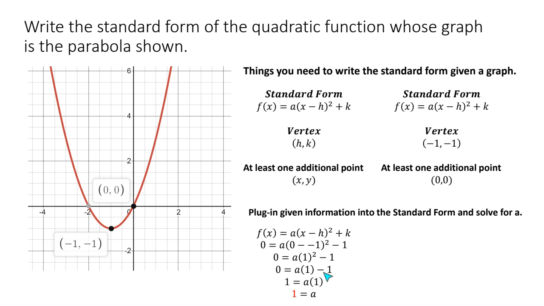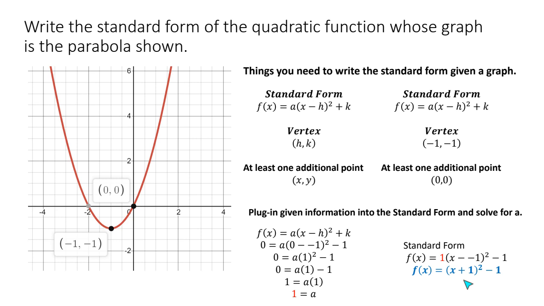So I'm going to add 1 to both sides, and I end up with 1 is equal to a times 1. If I want to solve for a, I can divide by 1, so I get a is equal to 1. Okay, so why is this important? Well, now you know what a is, you know your vertex, so we can plug it into the standard form. Here's a, here's my vertex, and negative, negative is +1, so that's going to be our equation.